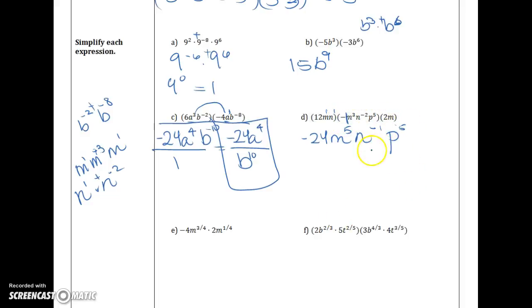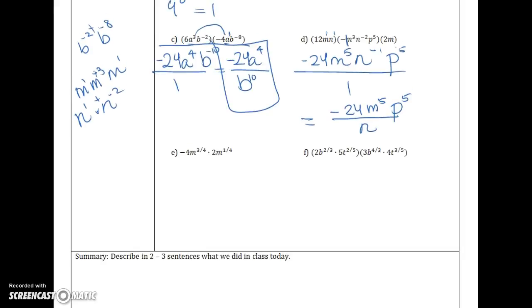Got a problem with this negative 1. I'm going to put this over 1. And I have negative 24. M to the 5th is fine. N to the negative 1, that's a problem. Moving it down to make it positive. P to the 5th. This is the easiest way to get rid of negative things, is to move it down. Only wish we could do that in real life.